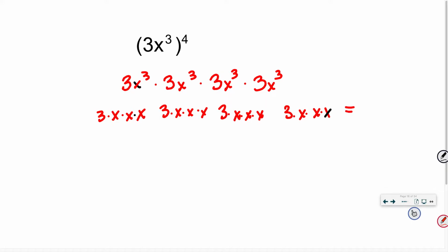Okay, so if I wanted to simplify, let's put it together. What do I have? I have 12. I am multiplying x by itself how many times? 12 times. There's 3, 6, 9, and 12. How can I represent multiplying x by itself 12 times? x to the 12. Okay, so now I'm just going to cross these out.